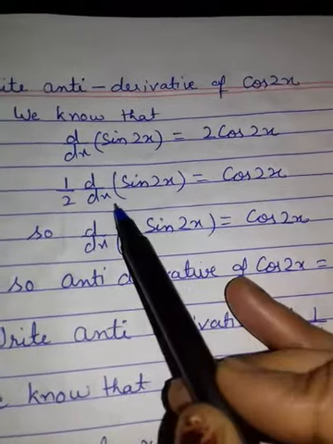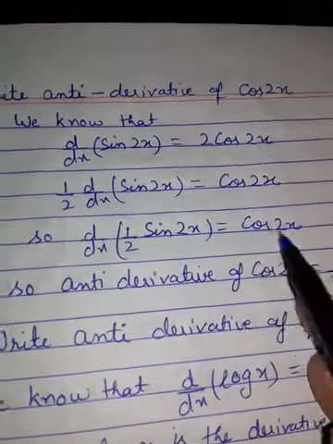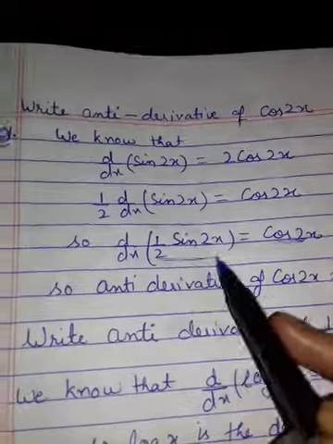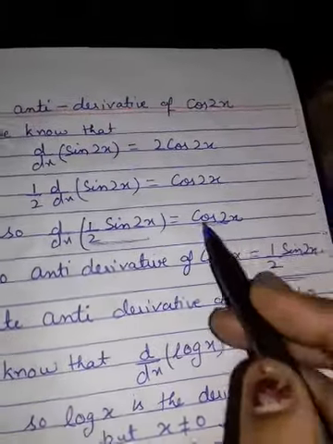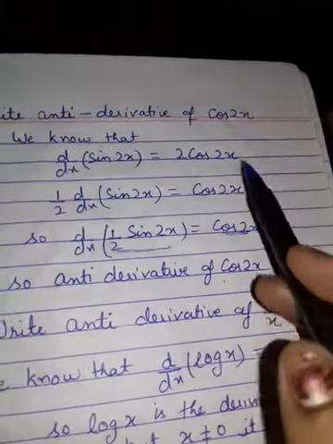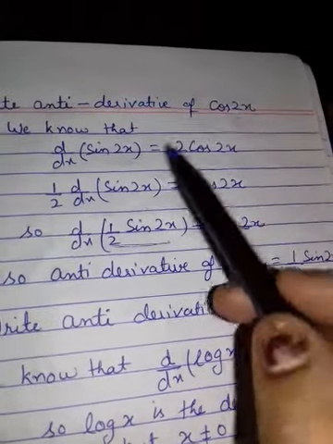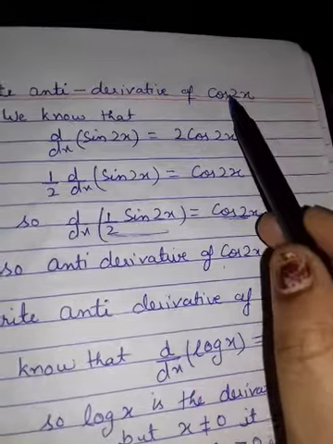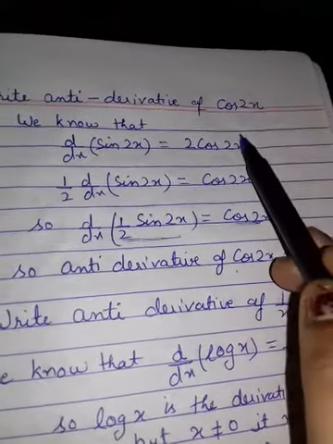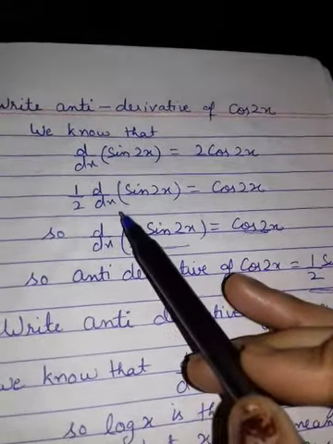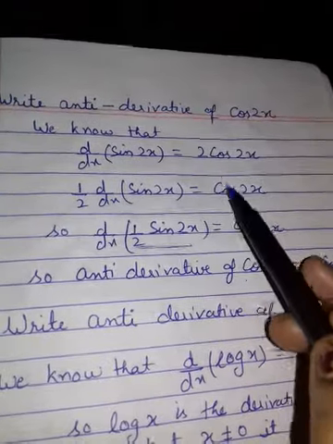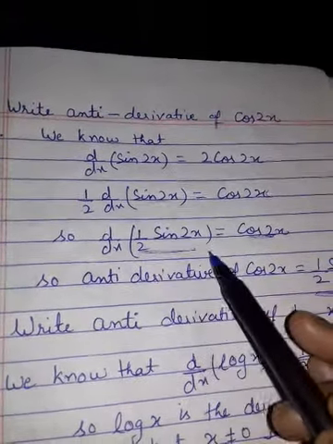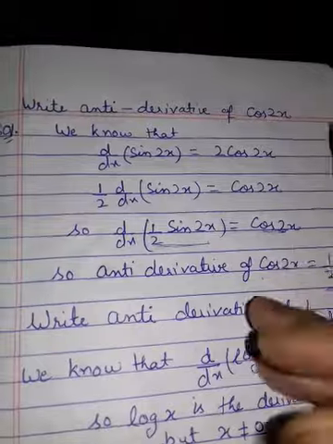So what is the antiderivative of cos 2x? That is (1/2) sin 2x. So you first think about whose derivative it is, and according to that you build the right-hand side that is given to you. So you have to divide or multiply, that is extra. Clear? This function is the antiderivative of cos 2x.